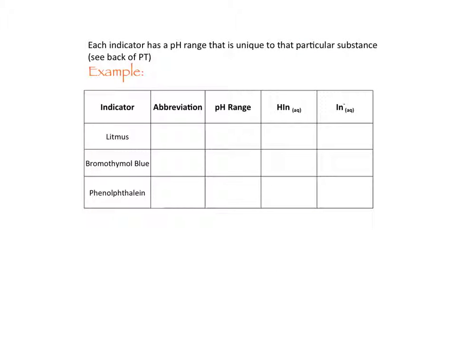Okay, so each indicator has a pH range that is unique to its particular substance. So again, see the back of your periodic table. What we're going to do is look for litmus. It's not actually on the back of your periodic table, so we'll just talk about it quickly here. Litmus's abbreviation will be HLt. Its pH range is from 4.5 to 8.3.